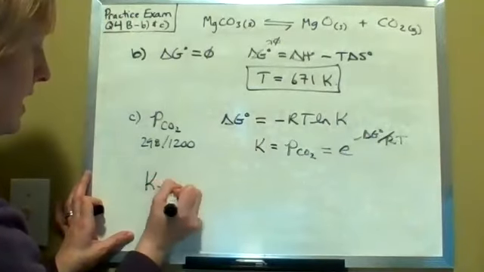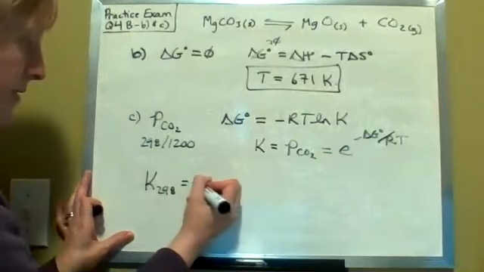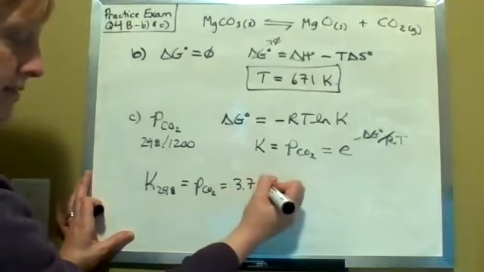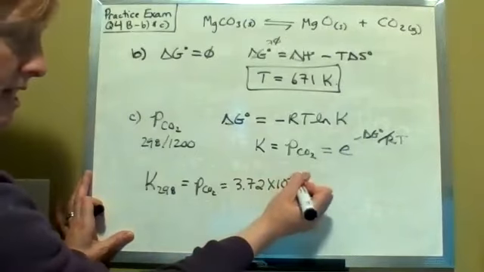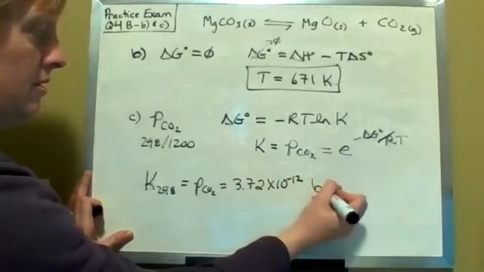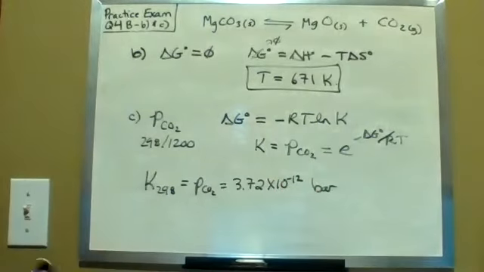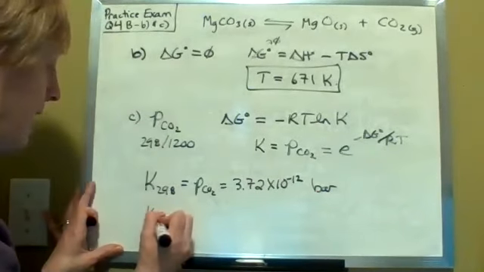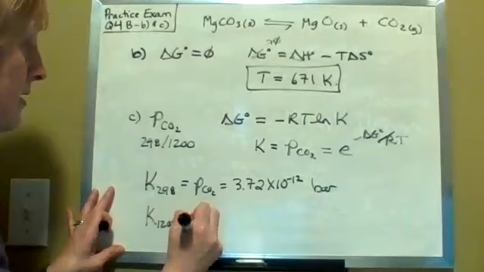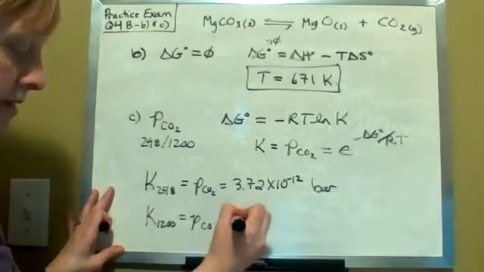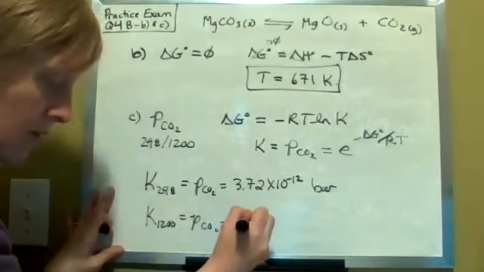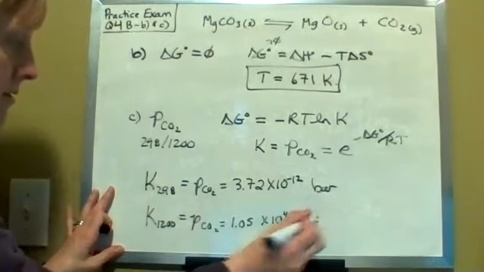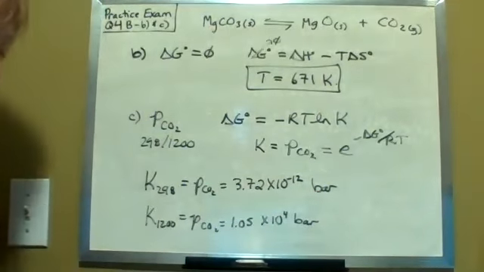So at 298, you should get a value of, remember this is partial pressure of CO2, 3.72 times 10 to the minus 12 bars. So this is a very, very small number. Remember at 298, it's also a non-spontaneous reaction. And at 1200, you're going to have a value of 1.05 times 10 to the 4 bar. There you go.